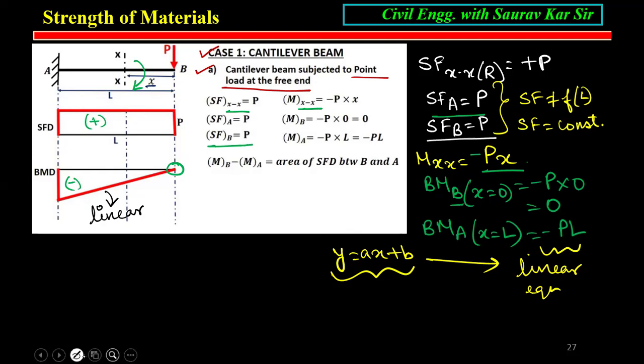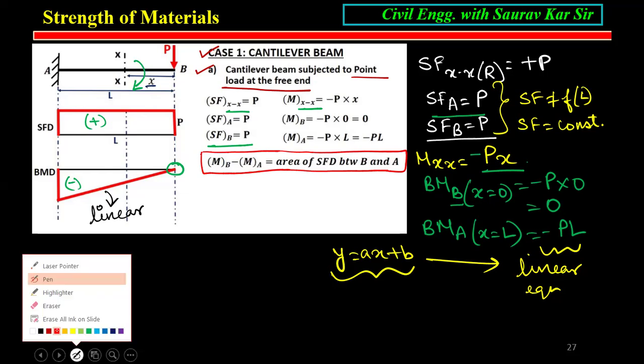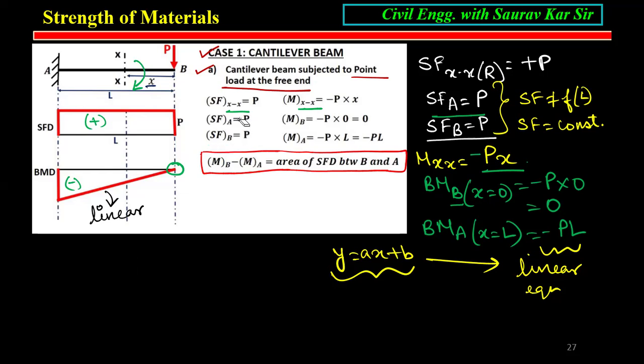And very interesting, you can see here this point. Moment at B minus moment at A is nothing but the area of the shear force diagram between B and A.